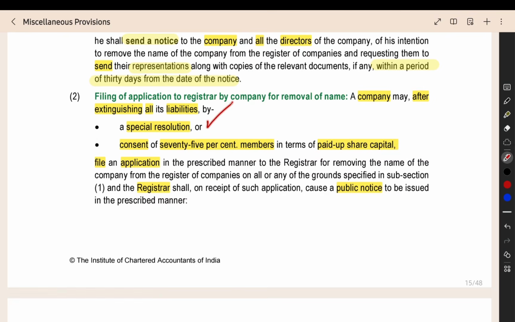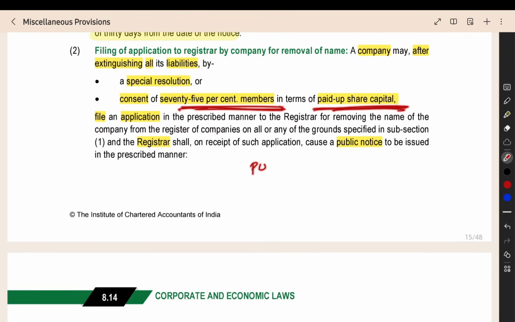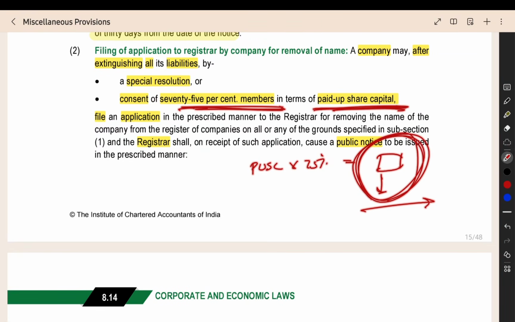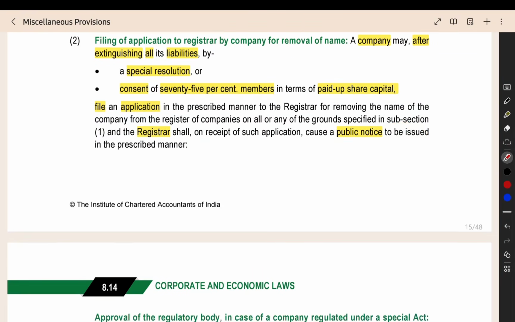How can you get the approval? Special resolution or consent of 75% of members in terms of the paid up share capital. Paid up share capital into 75%. What is the amount that you are getting? If members holding this much paid up share capital worth of shares give the consent, then also you can strike off the name of the company.